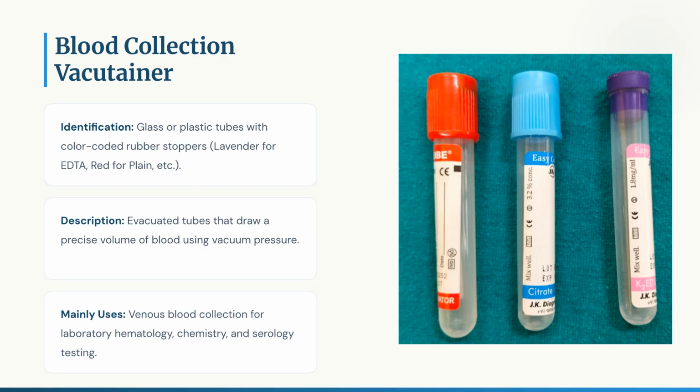Blood collection vacutainer tubes are glass or plastic tubes with color-coded stoppers. They use vacuum pressure for venous blood collection for laboratory testing, including hematology and chemistry.